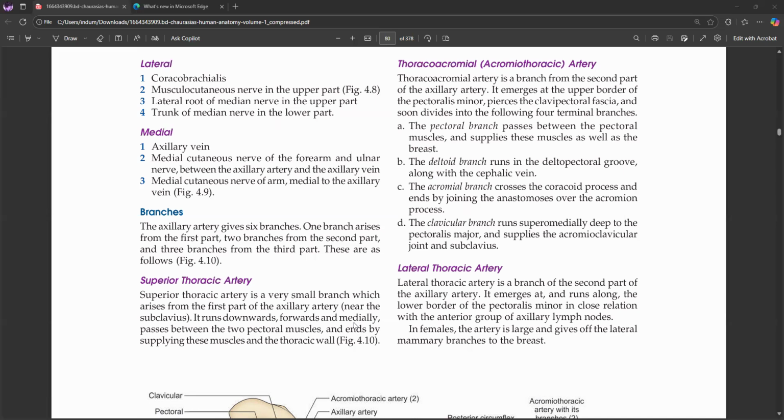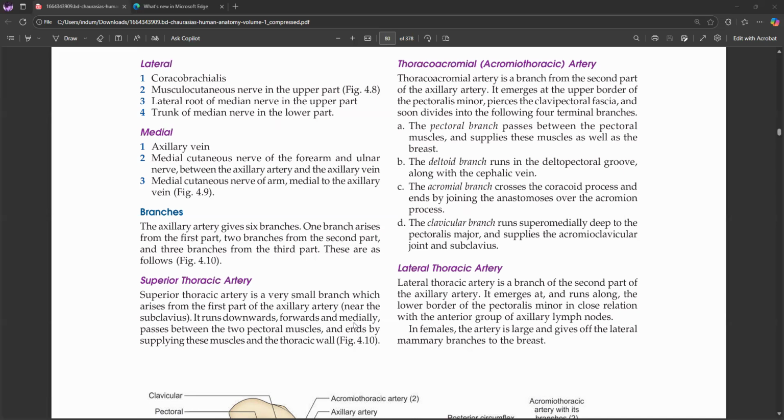Branches. The axillary artery gives 6 branches. 1 branch arises from the first part, 2 branches from the second part, and 3 branches from the third part. These are as follows, figure 4.10. Superior thoracic artery.